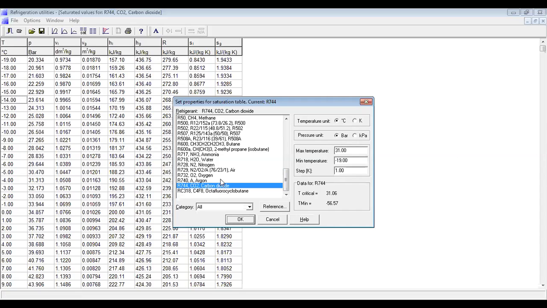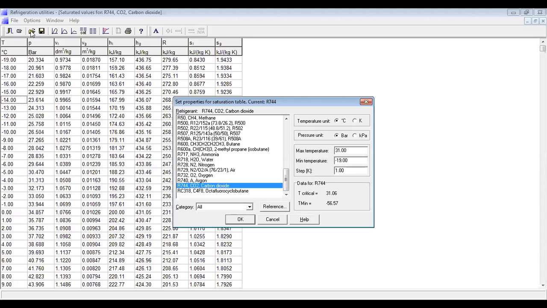So here you can even set the values: maximum temperature, minimum temperature. You can set the units, either degree Celsius or Kelvin, and pressure in bar or kilopascal. Maximum, minimum temperatures and the steps. Here there is some data, the critical temperatures and the minimum. Minimum means below this you won't get any data. This may be the sublimation point here.